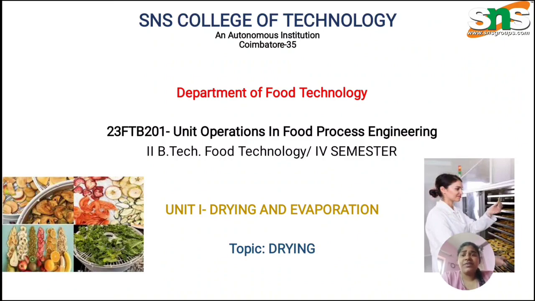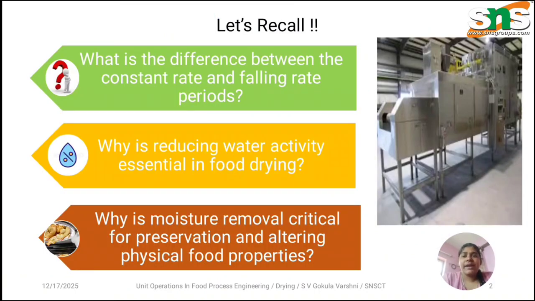In this video, we will clearly understand the concept, principles, factors, and types of dryers used in the food industry. Before we begin, let us have a quick recall of what unit operation means. Unit operations are basic physical steps involved in food processing such as heating, cooling, evaporation, drying and freezing. Today we will focus on drying, which is one of the most important preservation techniques.